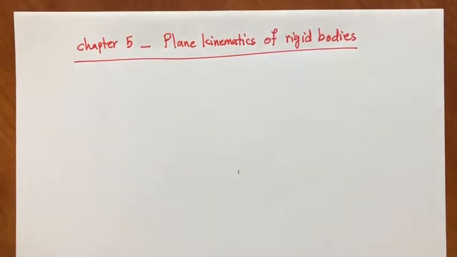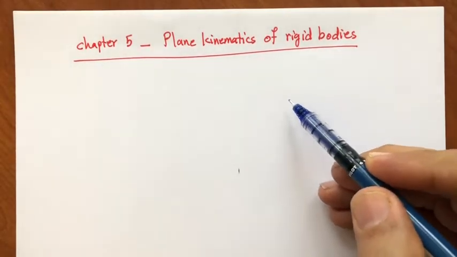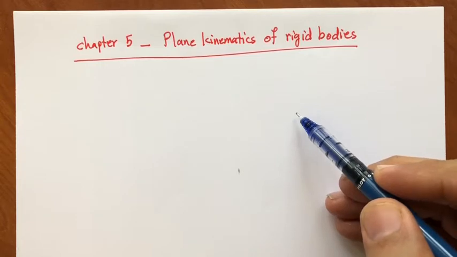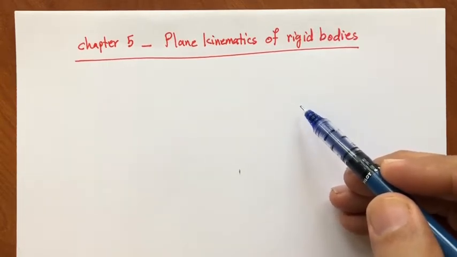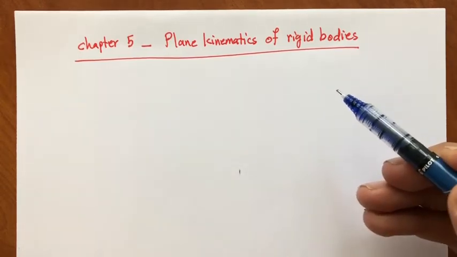In chapter 2 and 3, we talked about dynamics of particles. Now in chapter 5 and 6, we are going to talk about kinematics and dynamics of rigid bodies. So for a particle, when it's moving in a plane, we only need two variables to describe the location, velocity, and also acceleration of it.